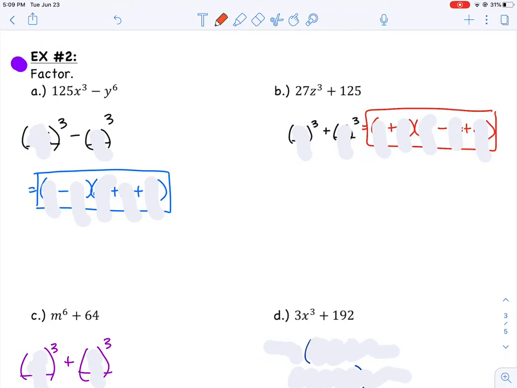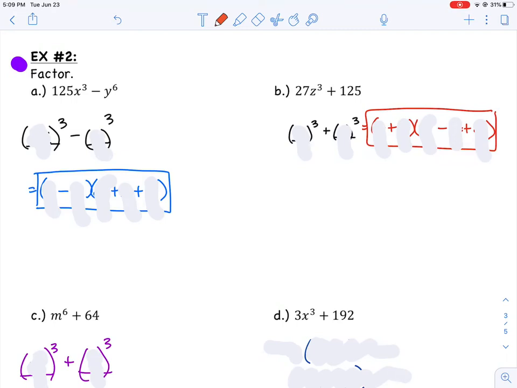Is it in order? It's kind of hard to tell if you have x's and y's, so hopefully it is in order. Is there a GCF? I don't see one. I do notice that there are two terms, so this is either a sum or difference of cubes or a difference of squares.